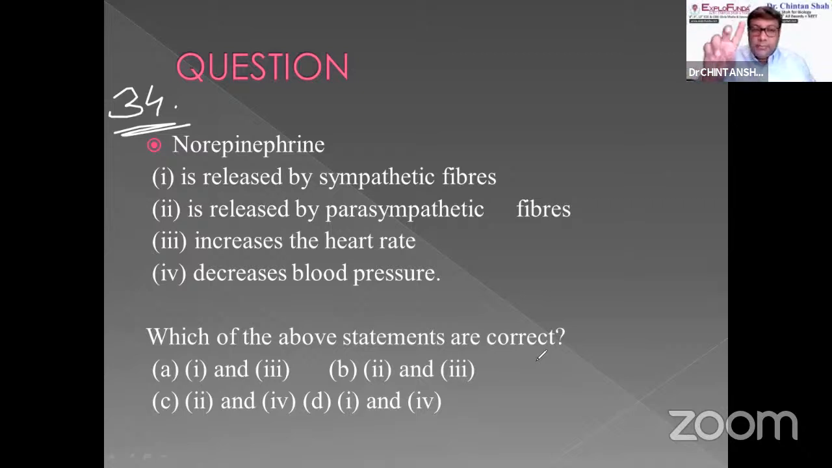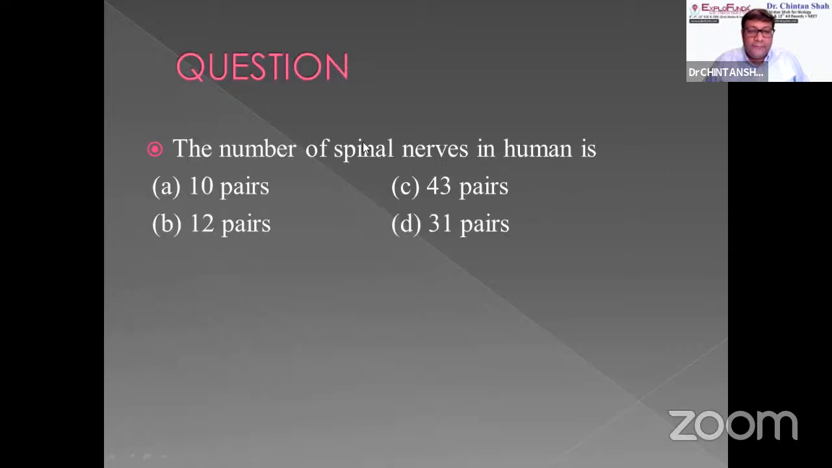Counting 5. 1, 2, 3, 4, and 5. Norepinephrine is released by the sympathetic nervous system, because it is helping in the fight or flight situation. It increases the heartbeat rate also. So that's why 1 and 3 is the perfect one. Yes, so 34 is the perfect one. Perfectly fine, Damya. Thank you so much for answering this. 35.